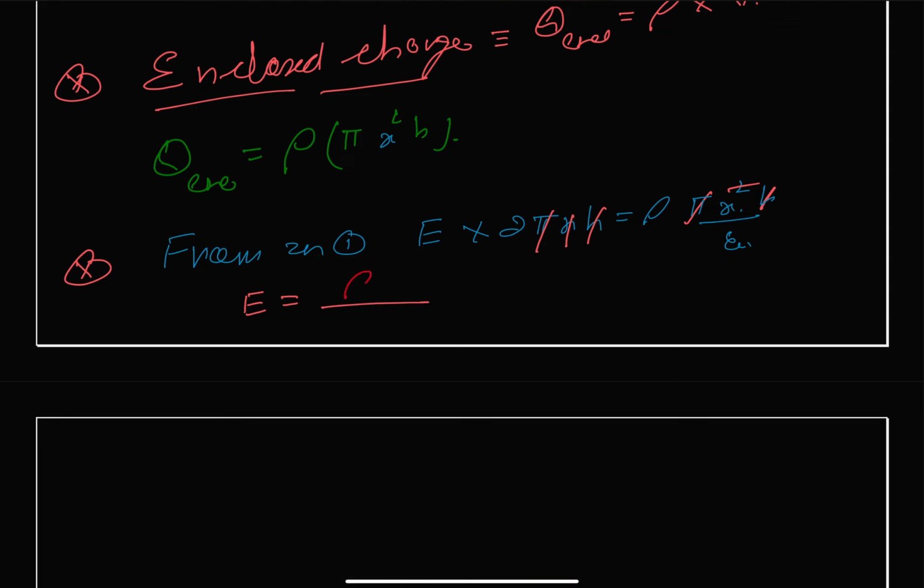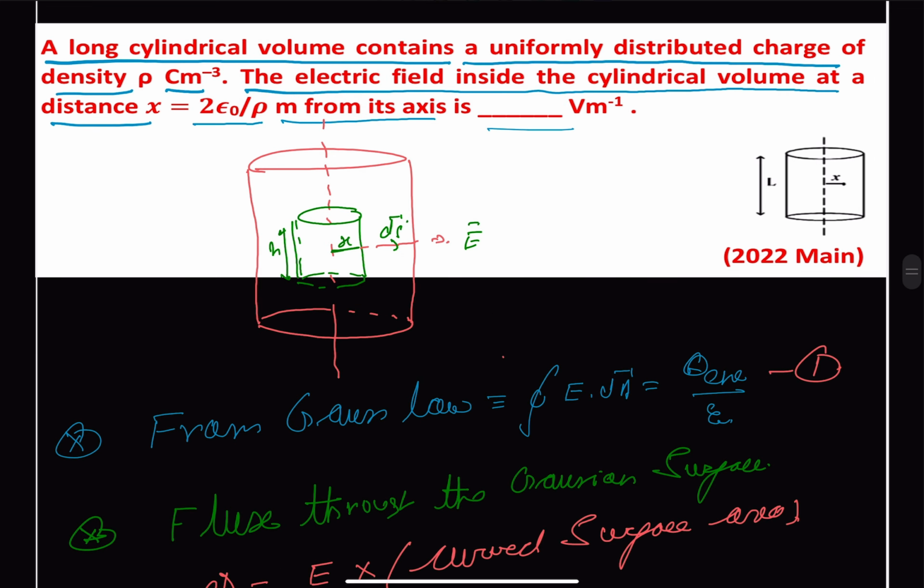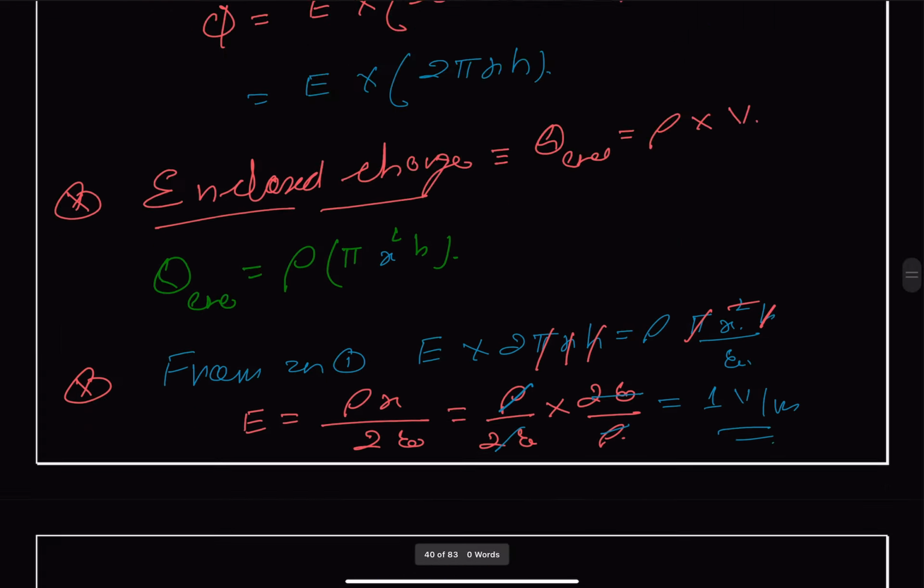rho x divided by 2 epsilon naught, but we are given that our x is equal to, so we substitute the value of x. We get this as rho by 2 epsilon naught multiplied by x, which is given to us as 2 epsilon naught divided by rho, and they cancel out each other, which comes as 1 volt per meter. So it comes as 1 volt per meter. Next question.